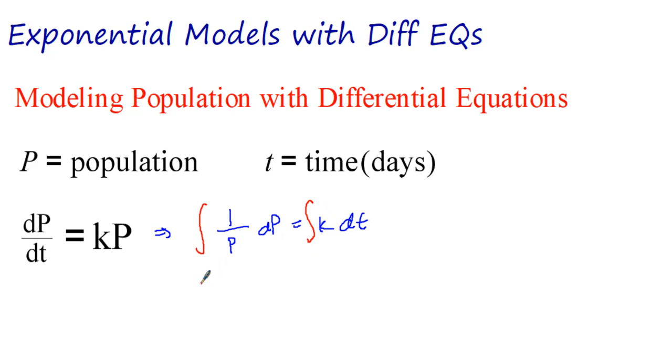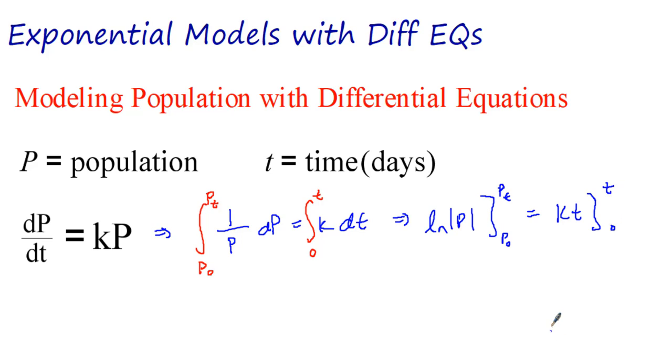We're going to set our limits of integration. We go from our initial population to our final population at some point in time, which I'll call P. My time is going to go from 0 to some time t. What's the integral of 1 over P with respect to P? That's natural log of P, evaluated from P naught to P. And the integral of k with respect to t is kt, from 0 to some time t.